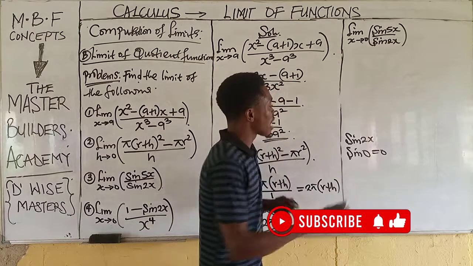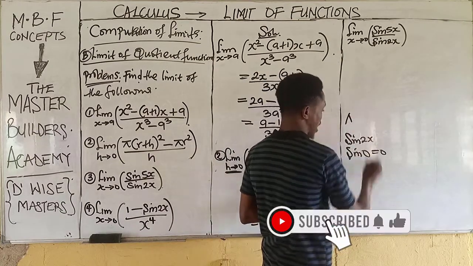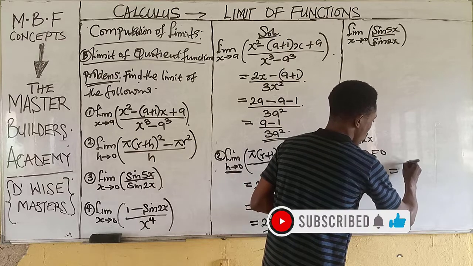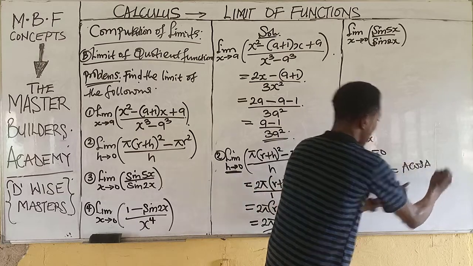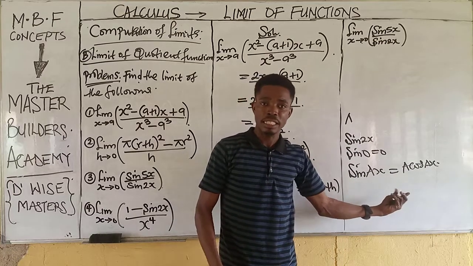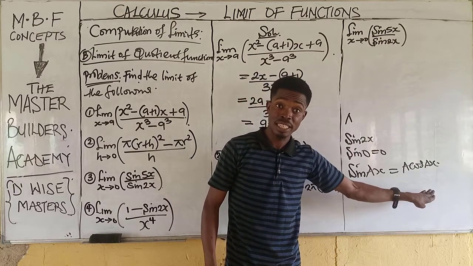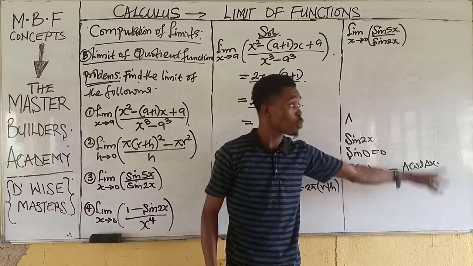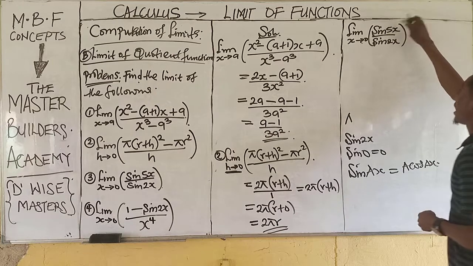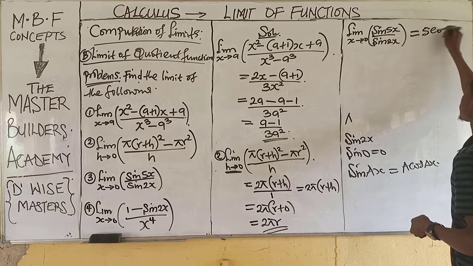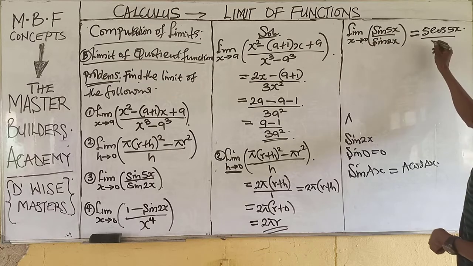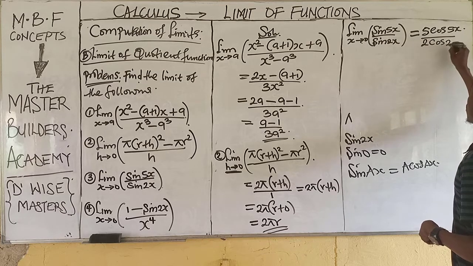Now, I taught us in one of our lessons that if I differentiate sine ax, it is equivalent to a cos ax. So if you remember this from when we were dealing with standard derivatives, then we don't have issues with it. So when I differentiate sine 5x, I will have 5 cos 5x. And equally, if I differentiate sine 2x, I will have 2 cos 2x.